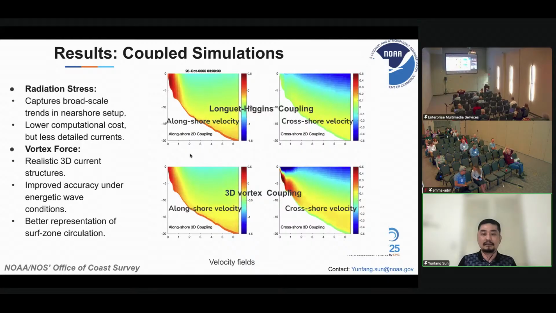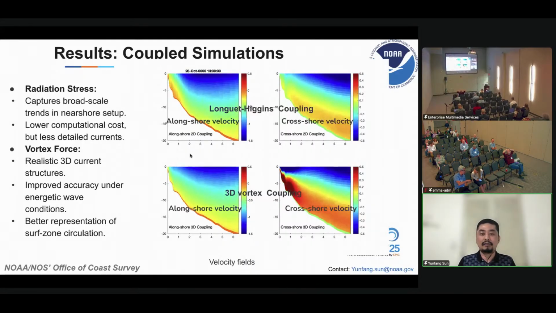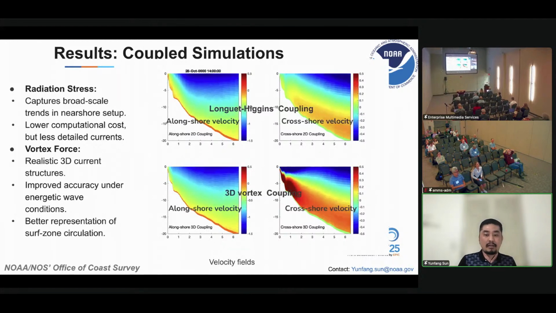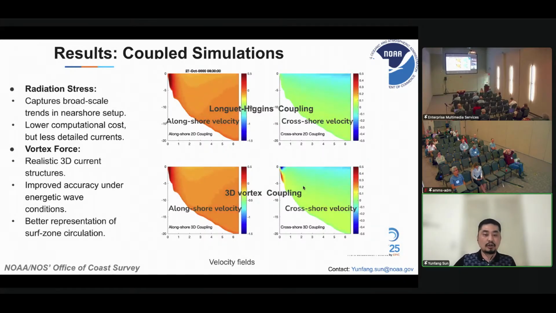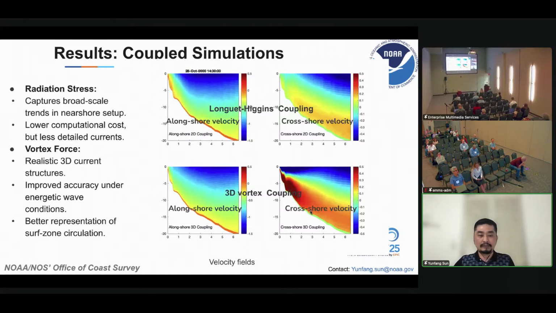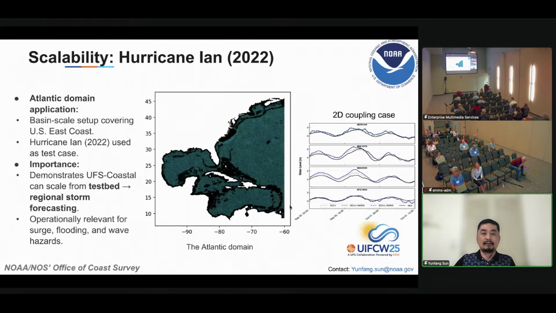And here is a very clear figure for the along shore velocity and cross shore velocity for the Longuet-Higgins coupling and the 3D vortex coupling. So it shows 3D vortex coupling shows a very clear cross shore velocity intrusion into the domain. It has a better representation of the surf zone circulation.